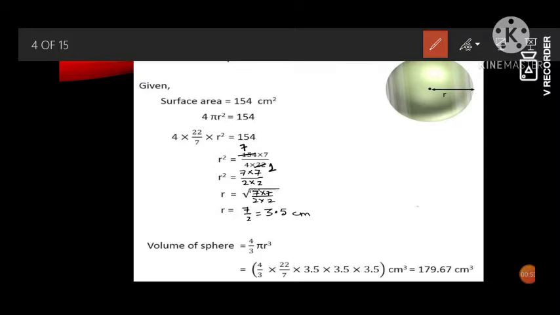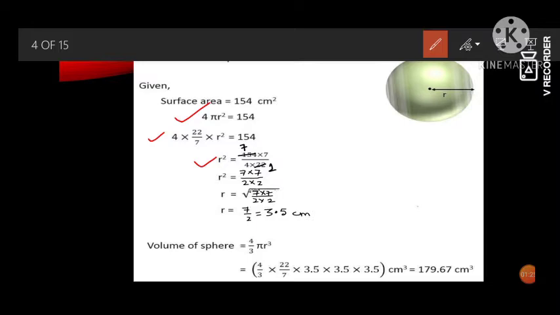Now we know there is only one formula for surface area for a sphere. So we will use 4 pi r square is equals to 154. Now since pi is not stated in the question, we will substitute pi with 22 by 7. So we will write 4 into 22 by 7 into r square equals to 154.